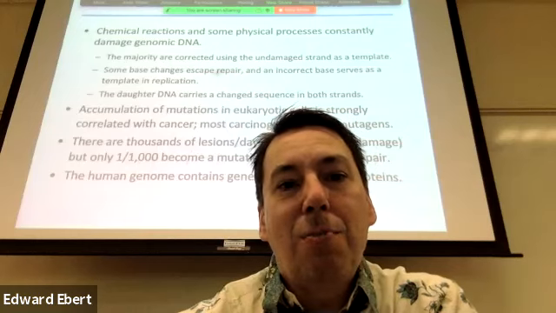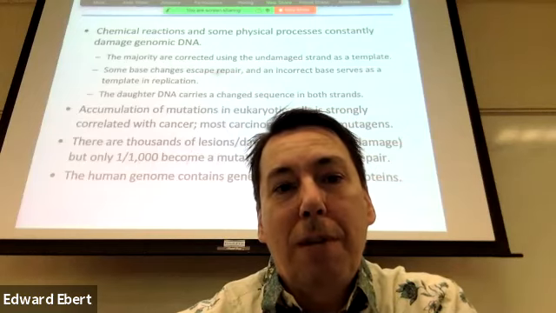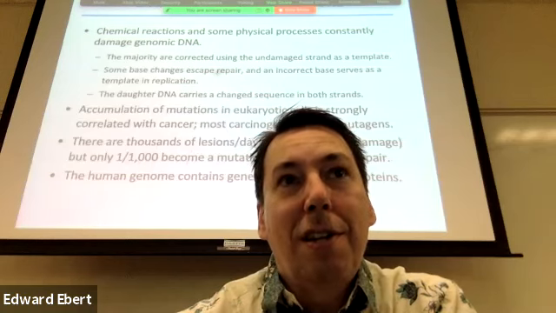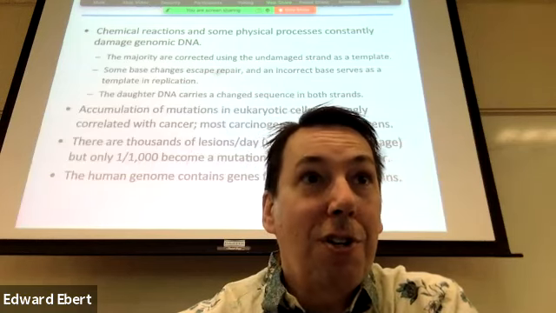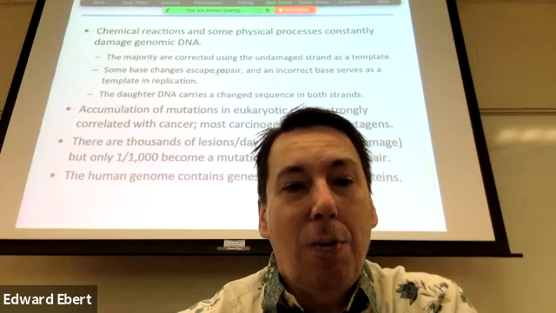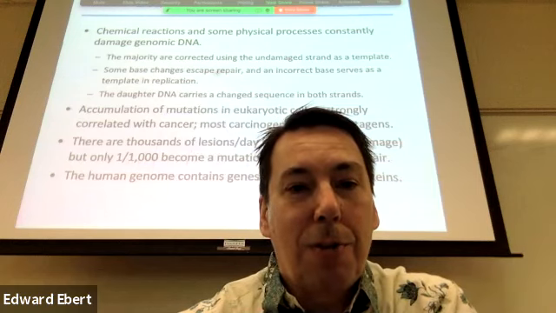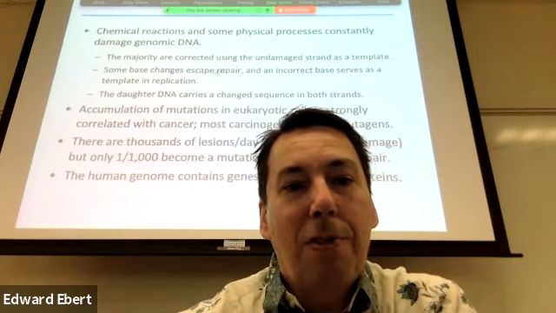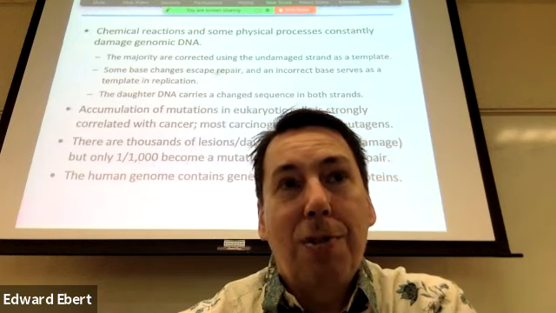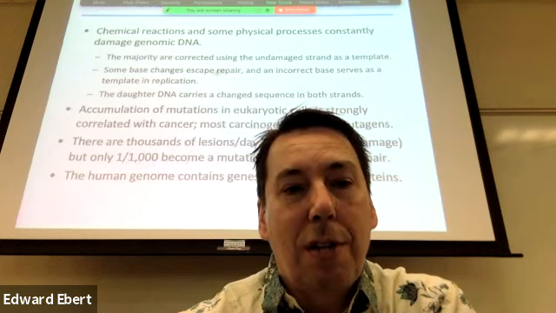Some base changes will escape repair. Sometimes an incorrect base can still function sufficiently well, and it will work in replication as well. So if that happens, then the daughter strand is going to have a changed sequence in both strands ultimately, and you'll see that move along.